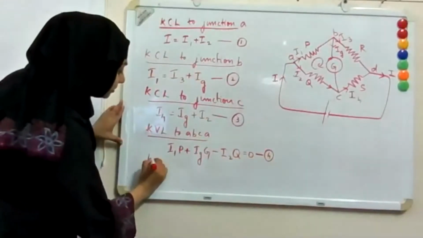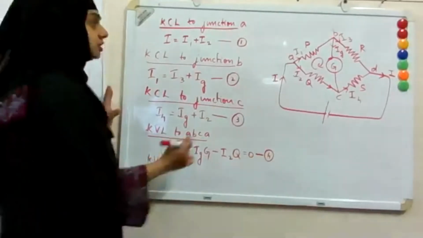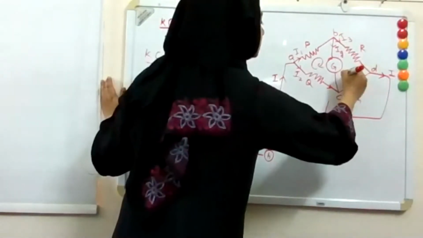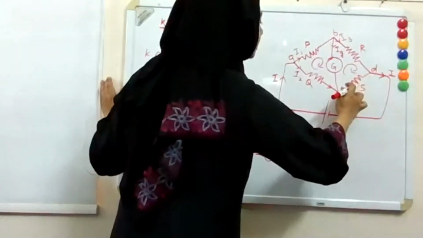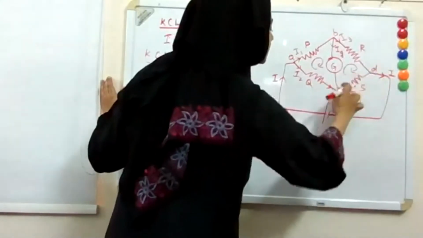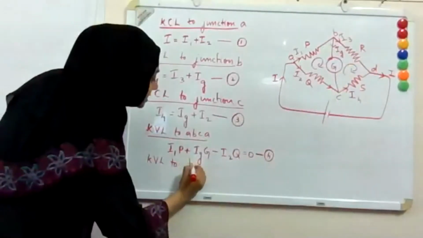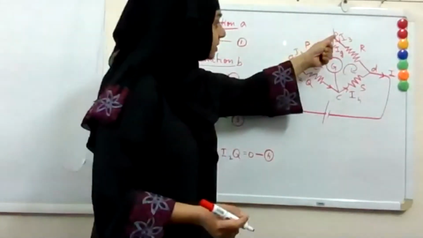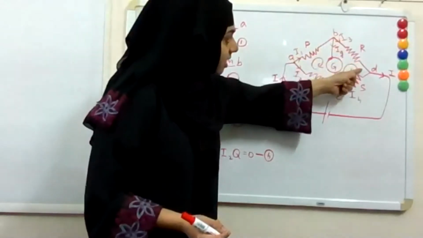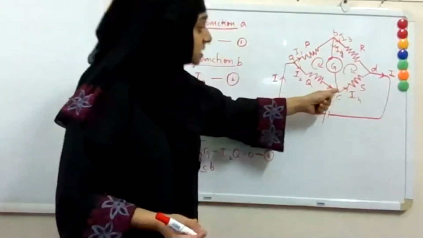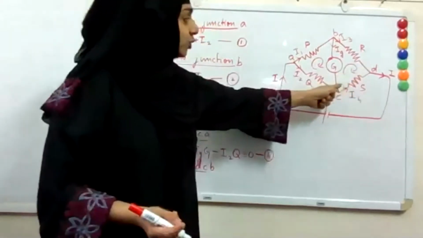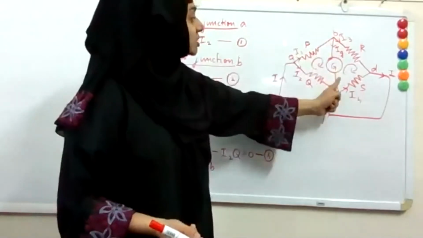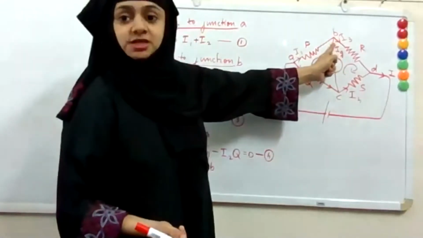Then I am again applying Kirchhoff's voltage law to the other loop. Let me take this loop here, starting from b, d, c, b. So starting from b: I3R minus I4S, because the loop is going opposite to I4, minus IGG, because the loop is going opposite to IG. Is it clear?